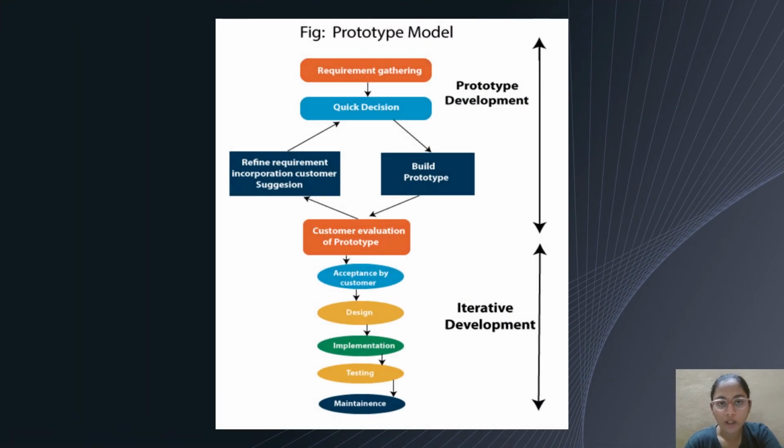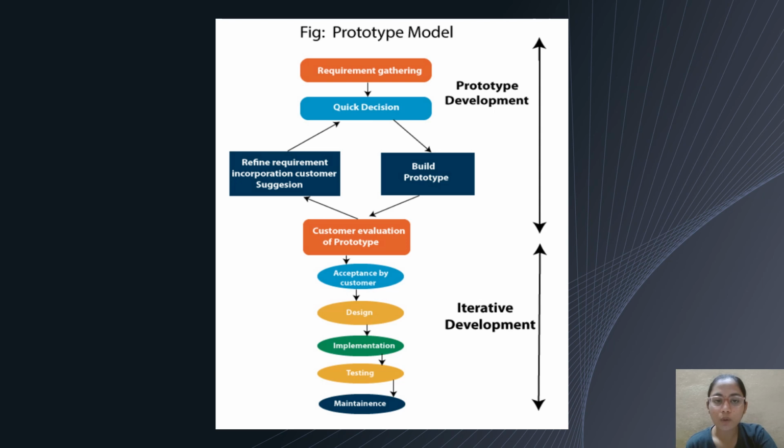Steps involved in the prototyping model are requirement gathering, quick design, build prototype, refinement suggestion, customer evaluation, acceptance by customer, design, implementation, testing, and maintenance. Let me explain it one by one. Requirement gathering means gathering all the requirements from the customer or clients. Quick decision is also called quick design.